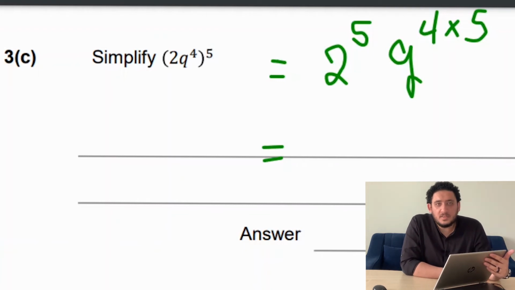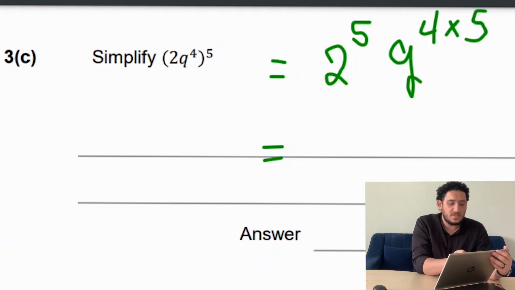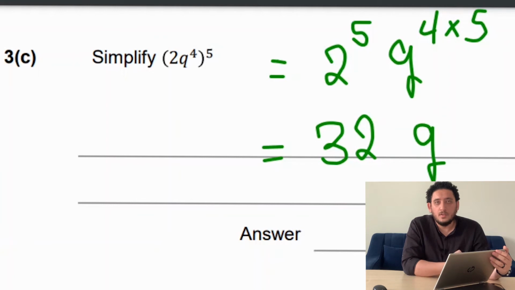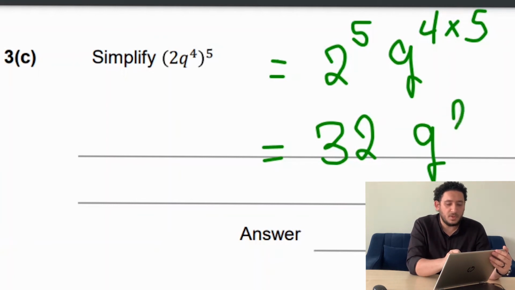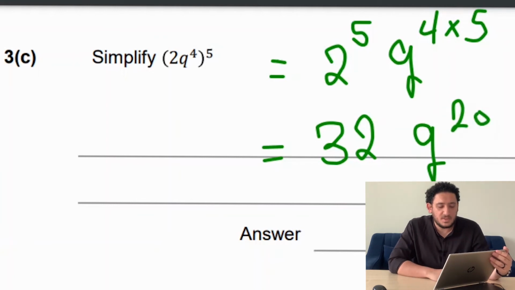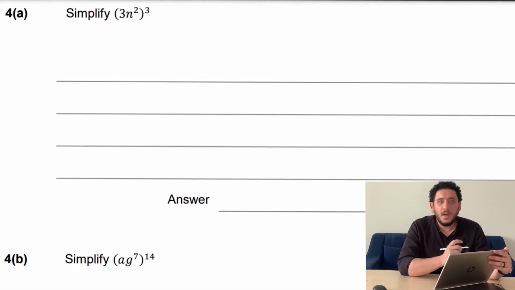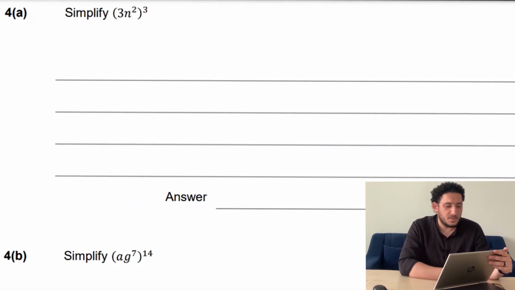2 power 5, it means you will multiply 2 by itself 5 times. It equals 32. Q power 4 multiply 5, it means 20. So this is the simplest form, 32 q power 20. Now it's your turn to solve or simplify these expressions, and as well we will discuss the answers in the comments.